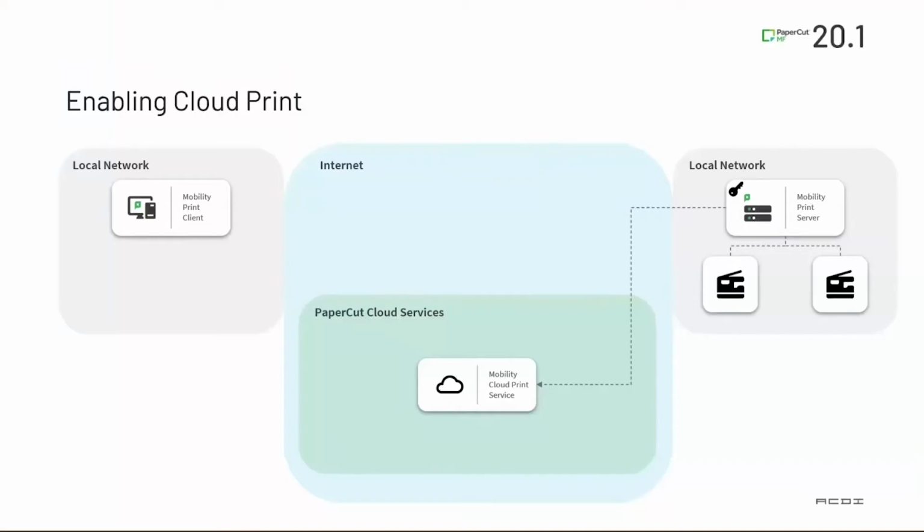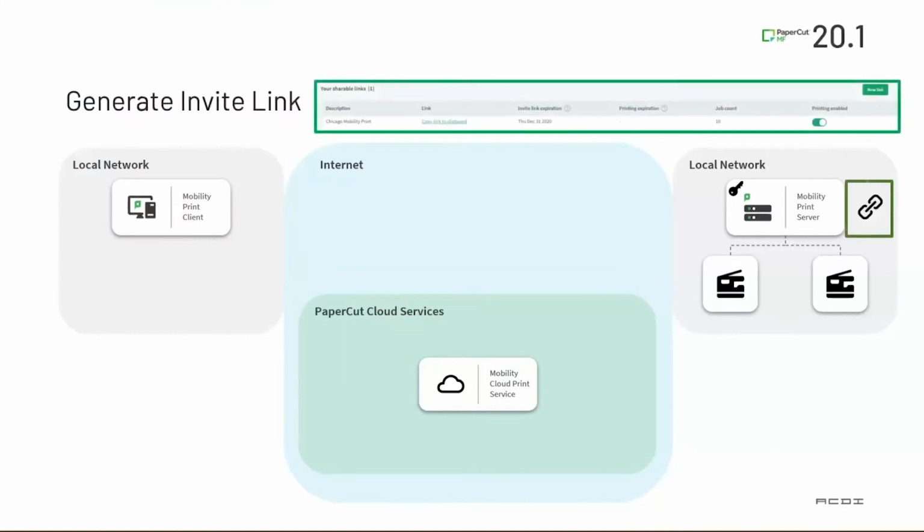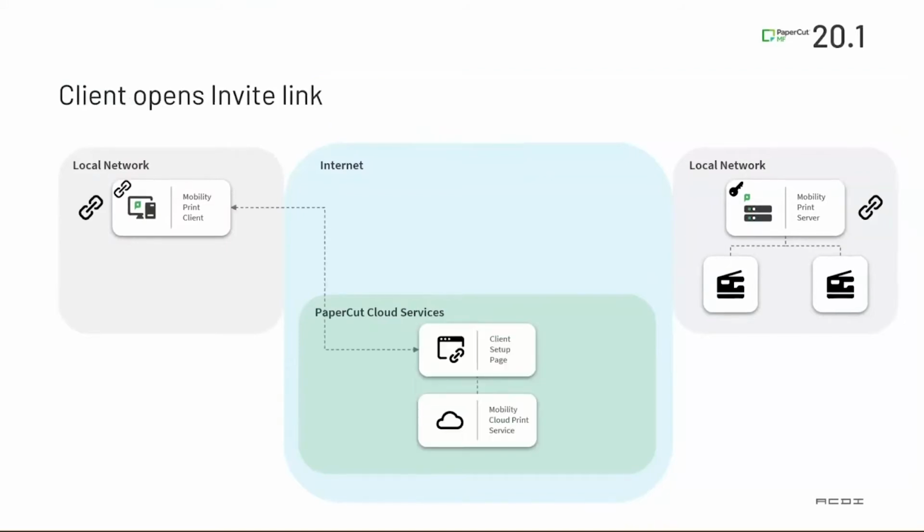What's going on behind the scenes, you ask? Well, let's take a look. When you enable Mobility Print for the first time, the server registers with Cloud Print Services. This can take a couple of minutes to register, so just make sure to give it a moment or two. Then, while you're in the Mobility Print admin console, generate the link by providing a friendly name for the link, and optionally, you can add an invite link expiration and/or a printing expiration. You can also generate more than one if your use case requires it.